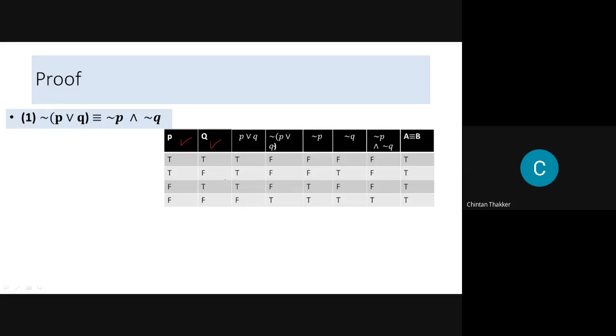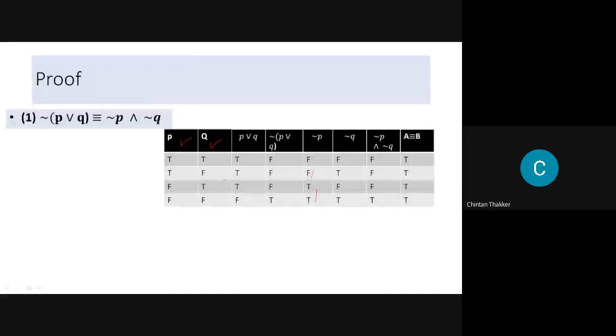Now the negation of P or Q. Whenever we have T, we replace the T by F and F by T. So the first three are F and the fourth one is T. Now the negation of P: here the first two are T and the second two are F, so in the negation the first two are F and the second two are T. For the negation of Q, we have alternating T, F, T, F, so here also alternating F, T, F, T.